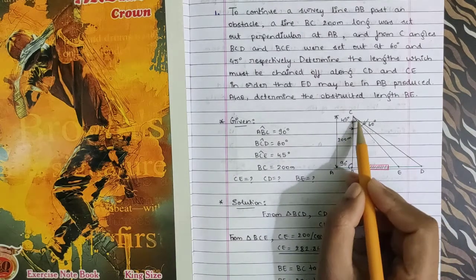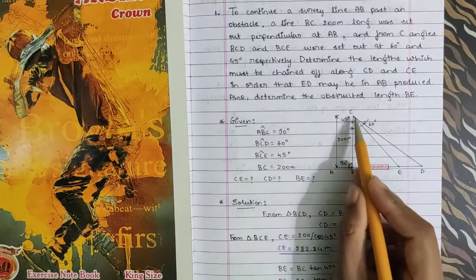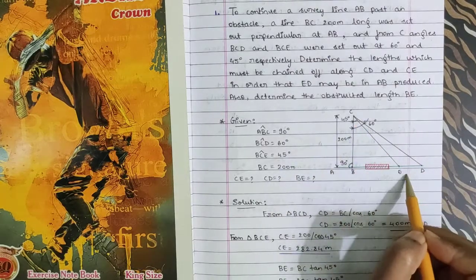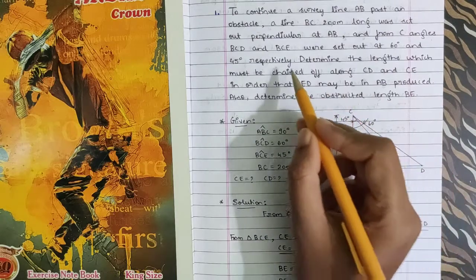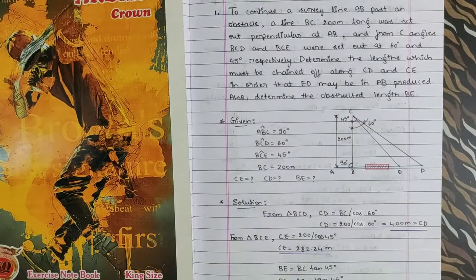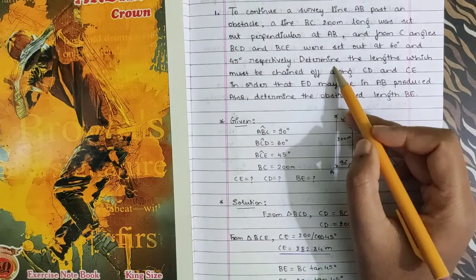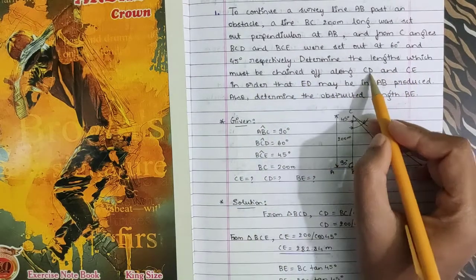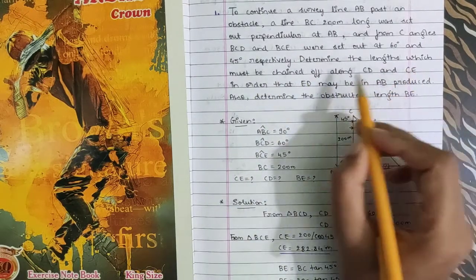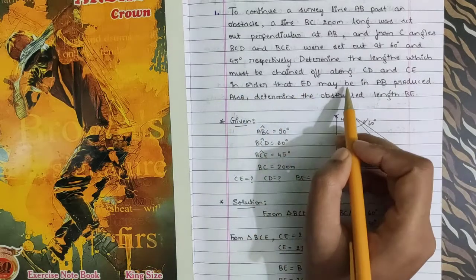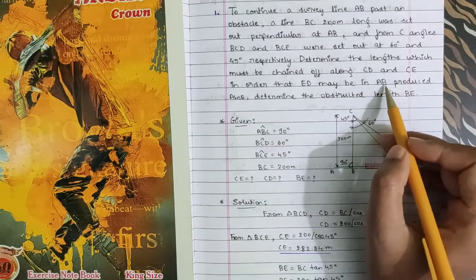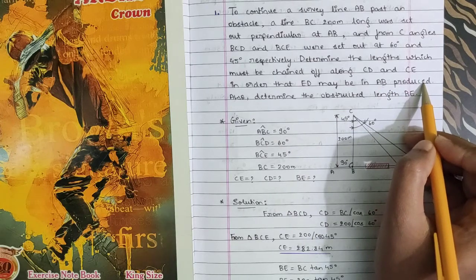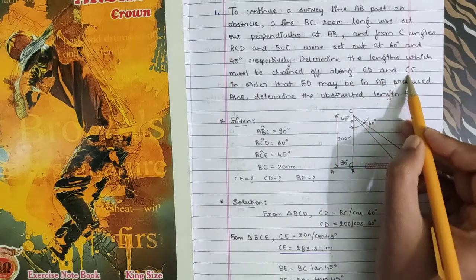That is, angle BCD is 60 degrees and angle BCE is 45 degrees, which is given in the problem. Now they have asked us to determine the lengths which must be chained off along CD and CE in order that ED may be in AB produced.